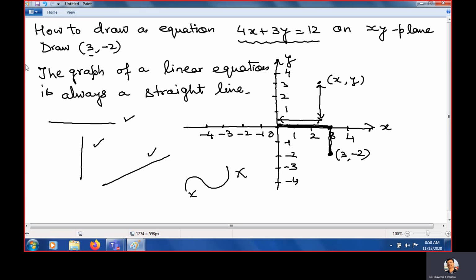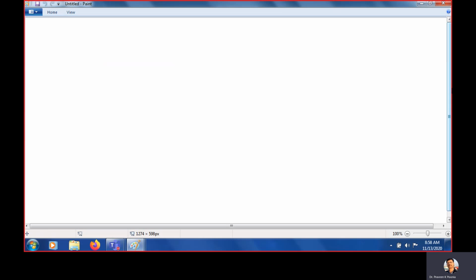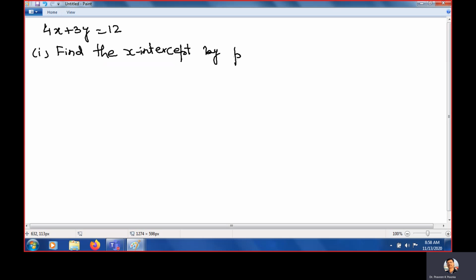Clear? So how are we going to draw the line on the xy plane? The equation is 4x + 3y = 12. Please try to understand it. So what is the first step? First, find the x intercept. The x intercept means the point where the line goes through the x-axis. Find the x intercept by putting y = 0. So you need to put y equal to 0 to find the x intercept.